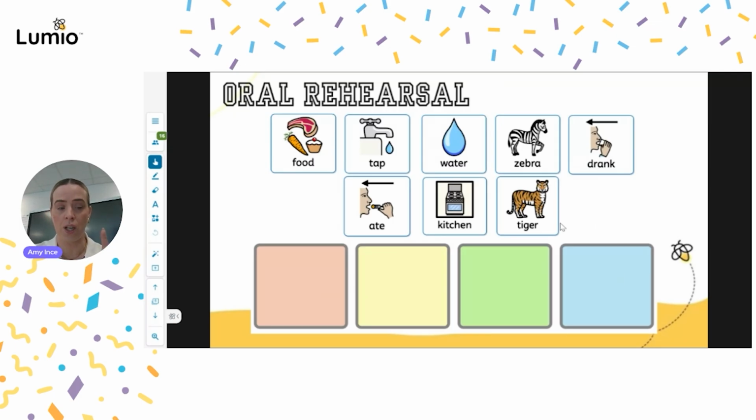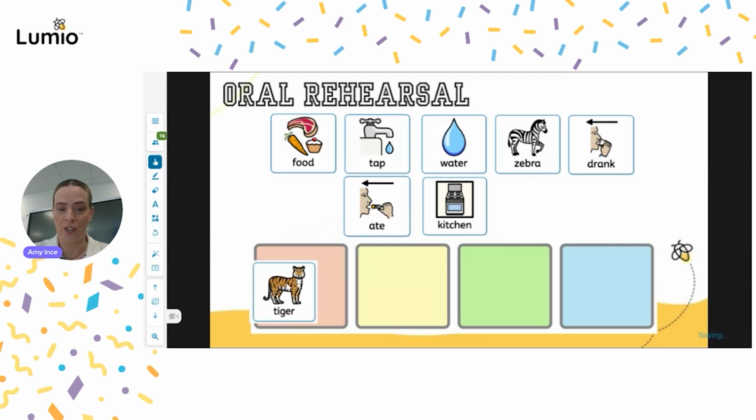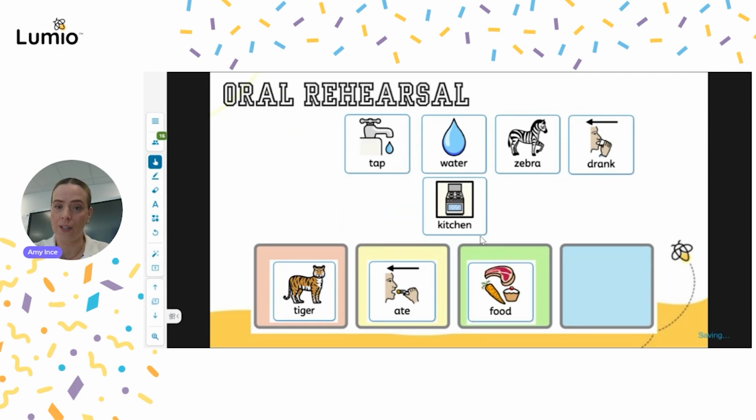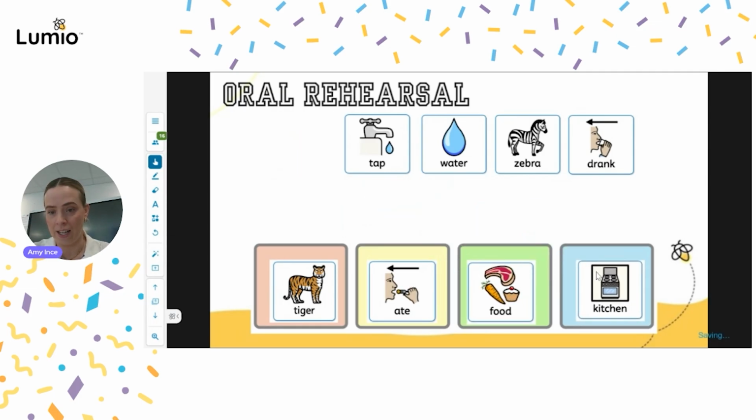And this will be done whole class, but also for those groups of children that need to go over things again and need a little bit more support. And then we can structure the sentences together. So we've got who. So we could do the tiger. We do like an innovative story. So this is why there's a zebra there, because they might talk about the zebra who ate all the food in the kitchen.